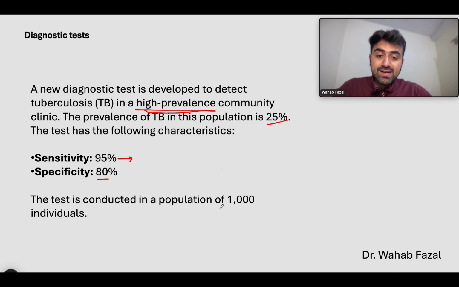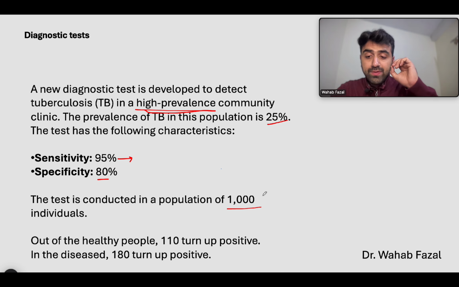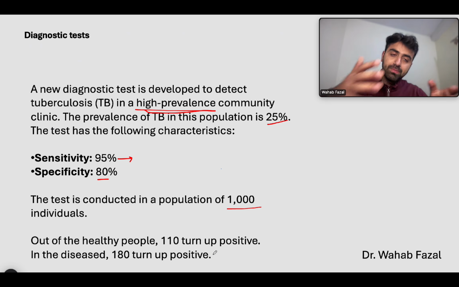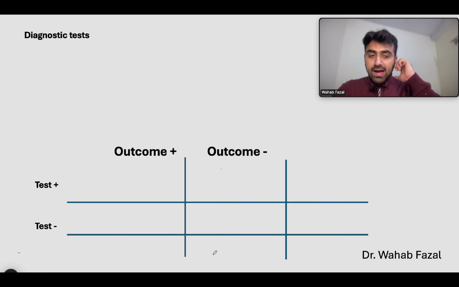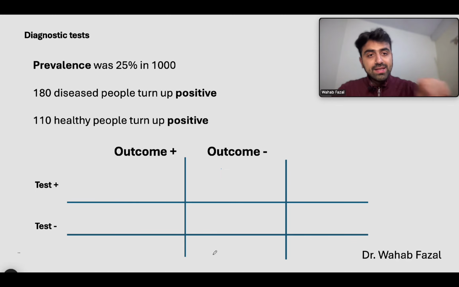This test is conducted in a population of 1,000 individuals. Out of the healthy people, 110 turn up positive and of the diseased, 180 turn up positive. Let us copy all of the numbers to the next page and try to make a 3x3 table ourselves. Now I want you to use these numbers to make this 3x3 table yourself. Okay, let us make this table now together.